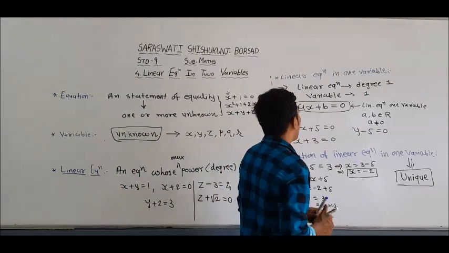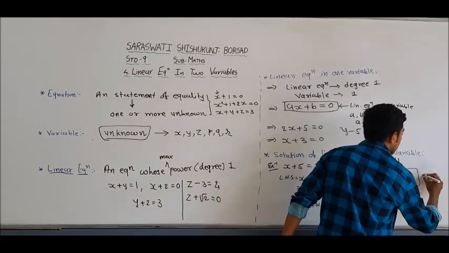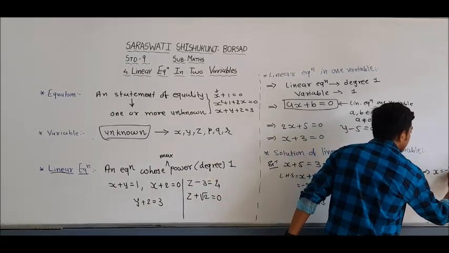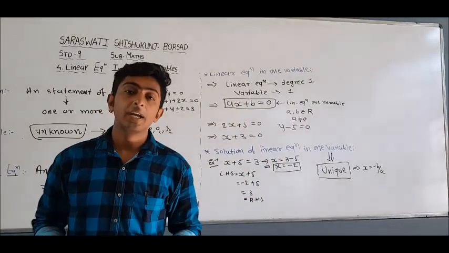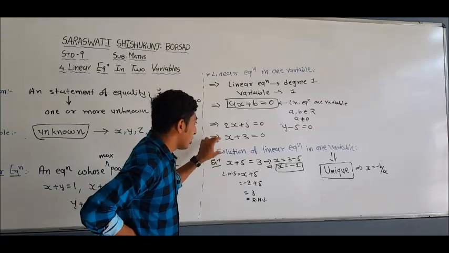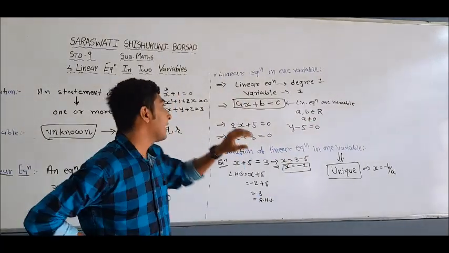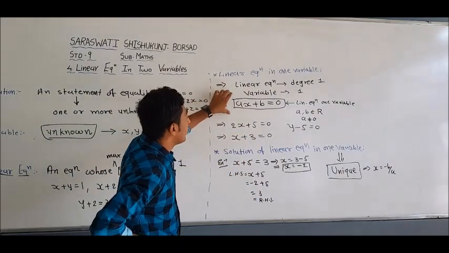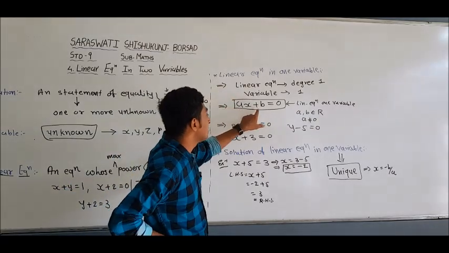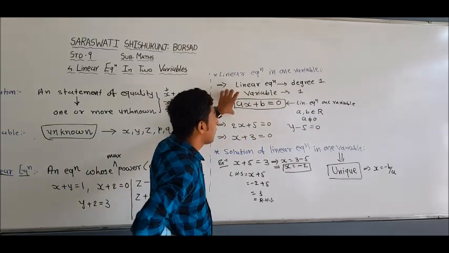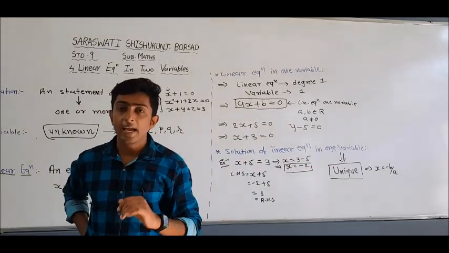Once again, we can say that the solution of a linear equation is always x equal to minus b by a. Once again, the solution of a linear equation in one variable is always unique. If we talk about the standard form of a linear equation in one variable, ax plus b equal to 0, then the solution is x equal to minus b by a.